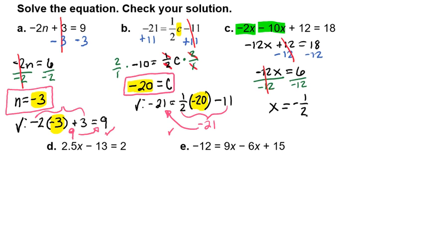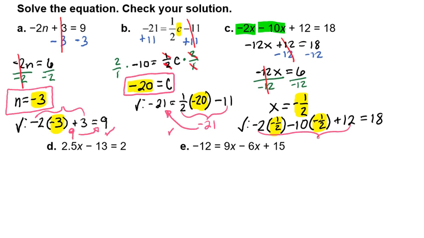And now we're ready to plug that in to check it. So let's go ahead and plug that in. Negative 2 times negative 1/2 minus 10 times negative 1/2 plus 12, and we're hoping that that's going to equal 18. So we're going to take our negative 1/2 value and plug that in right there, negative 1/2 and negative 1/2, and then just like we did before, we're going to work out this side and check with the other side.